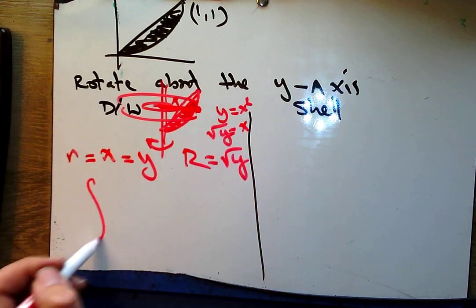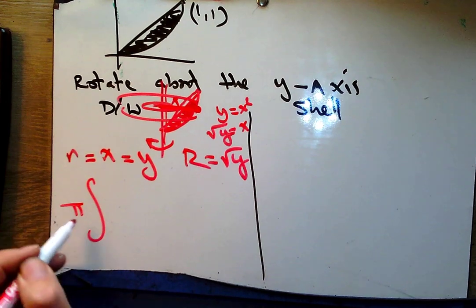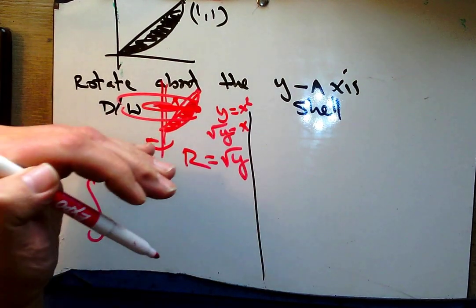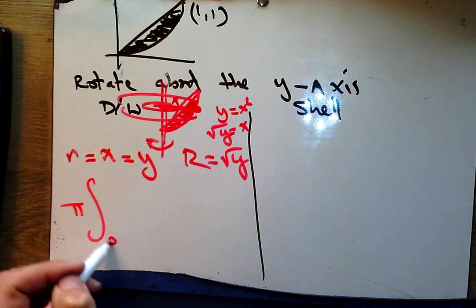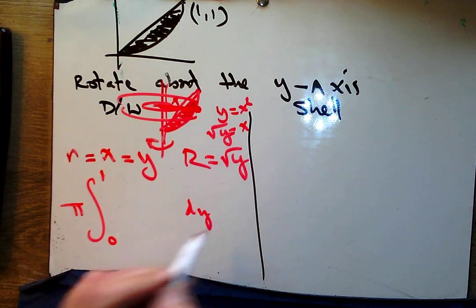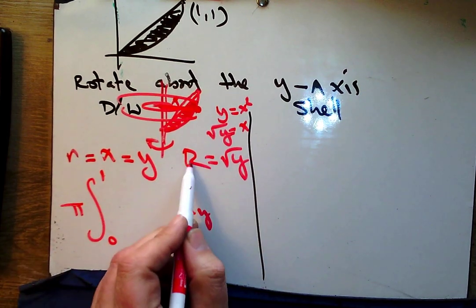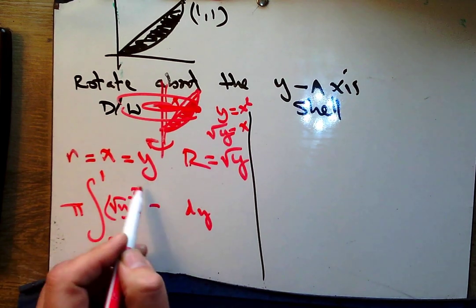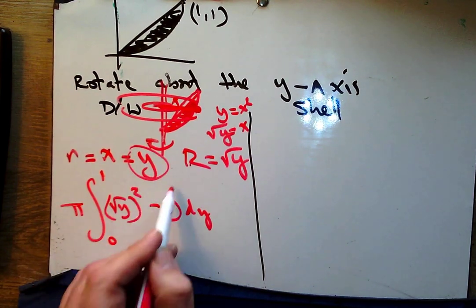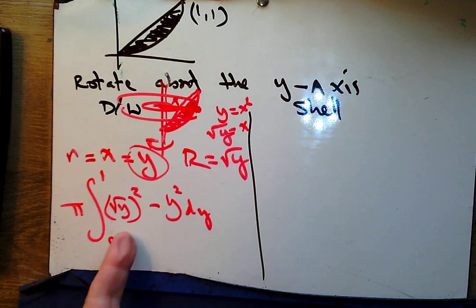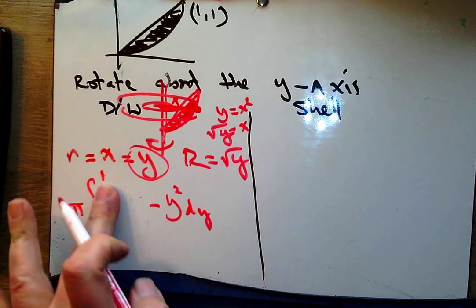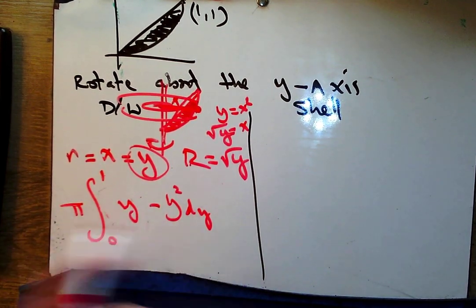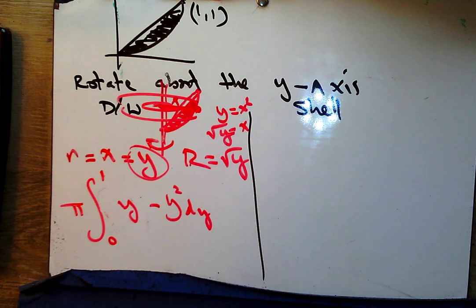So my setup then here is going to be pi, don't lose the pi. We're integrating from 0 to 1 on this dy integral. And we need big R squared minus little r squared. And of course, you could tidy this up to be y minus y squared. Again, that's not going to be hard to integrate.